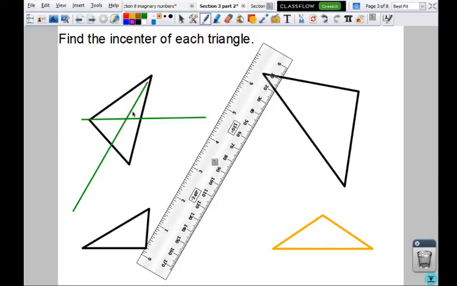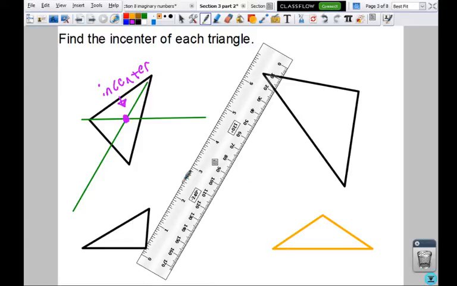This is my incenter. Wait, so you only do it to 2? Yes, you could do a third one, but they all meet at the same point, right? If I did the third one, it should go right through here, unless I did these wrong. So there's no point in finding a third one, because you already found where they cross. So this is our incenter. That's our incenter right there.